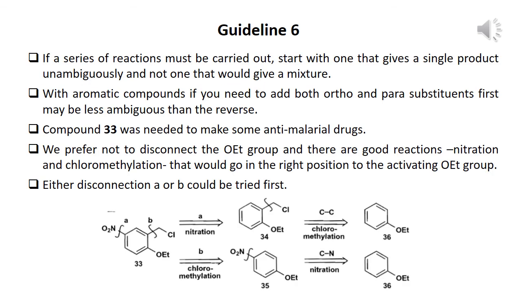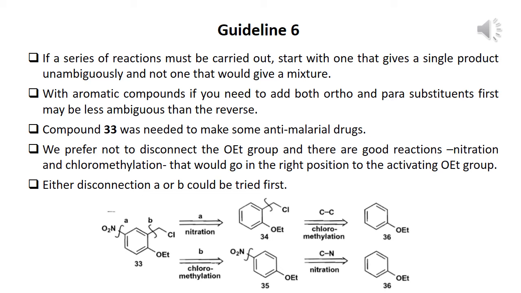If a series of reactions must be carried out, start with one that gives a single product unambiguously, and not one that would give a mixture of products. If there are a series of reactions, we should prefer the single-product reactions rather than those giving a mixture. With aromatic compounds, if you need to add both ortho and para substituents, the first may be less ambiguous than the reverse.